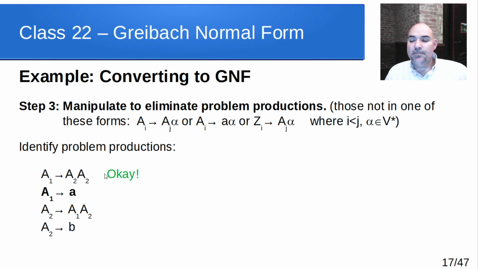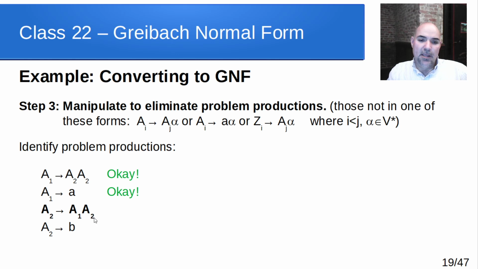Let's check out the second one. Is that one okay? A1 produces A. A1 produces a, something from our alphabet, followed by alpha. Now this alpha is just a string of 0 or more variables. Well, 0 variables would be lambda. So this one is okay too. That fits the second one of these forms. So that one's okay.